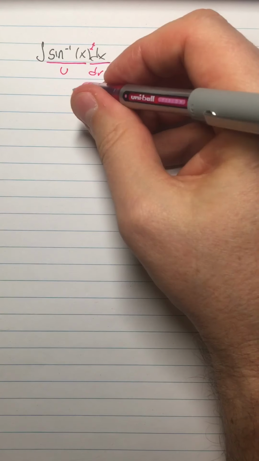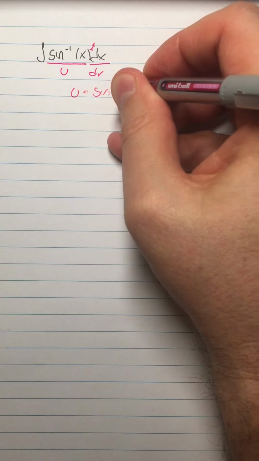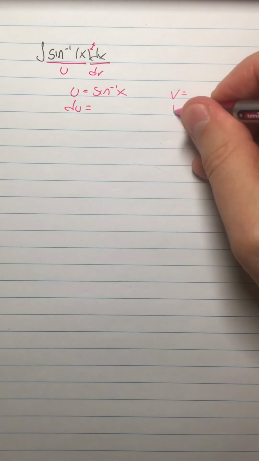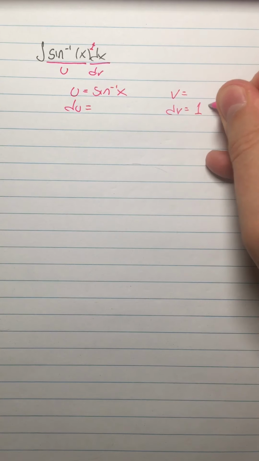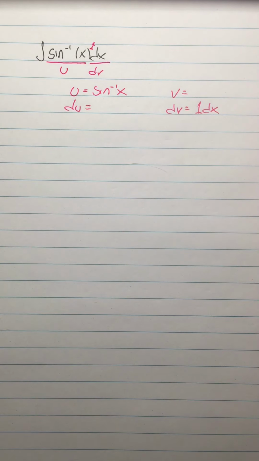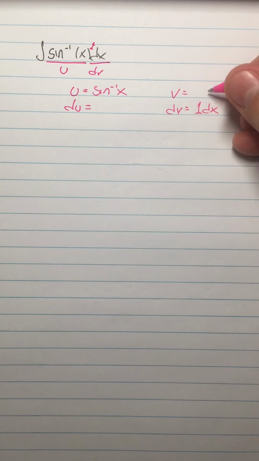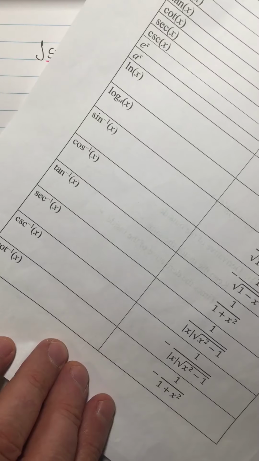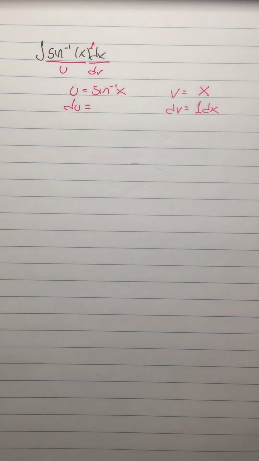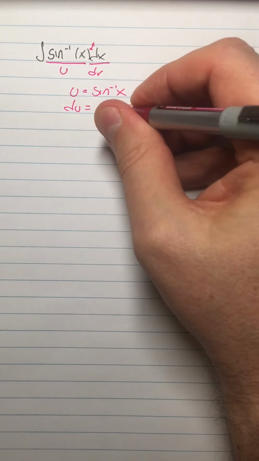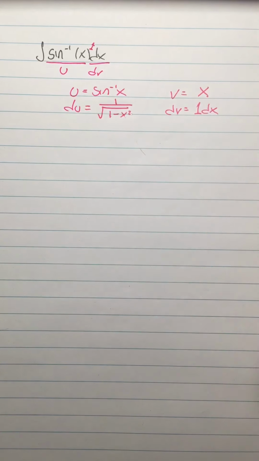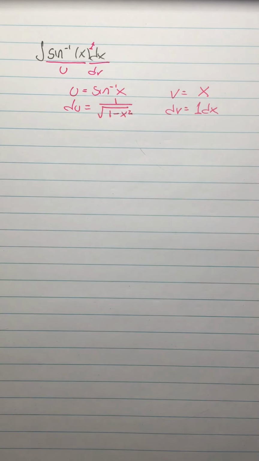All right, so when I lay out my chart, I'm going to say u equals inverse sine of x. du we'll figure out. v we'll figure out. dv is going to be 1 dx, or obviously you could just put dx. All right, so then the antiderivative of 1 is x. The derivative of inverse sine, I can get off my nifty chart, and it is 1 over the square root of 1 minus x squared. So this looks like it's not getting any better by doing that derivative, but actually it is, and you'll see why.